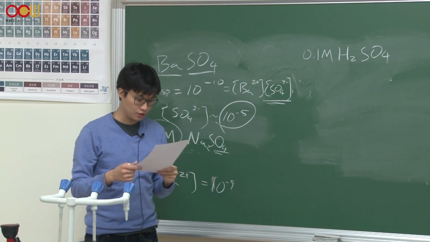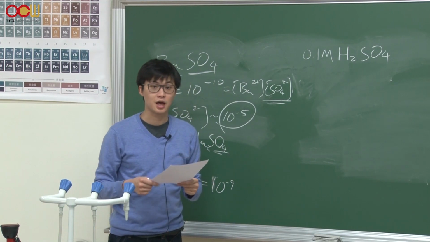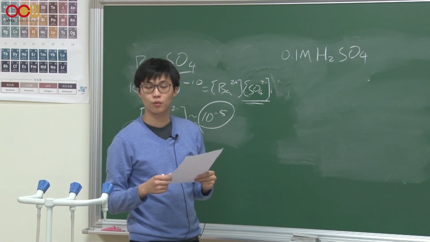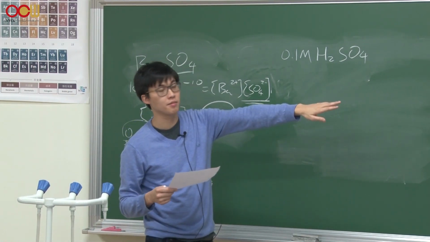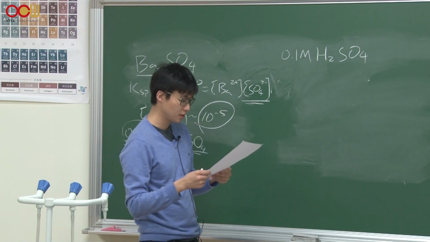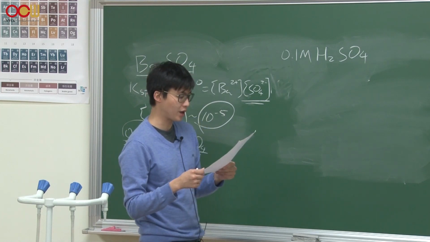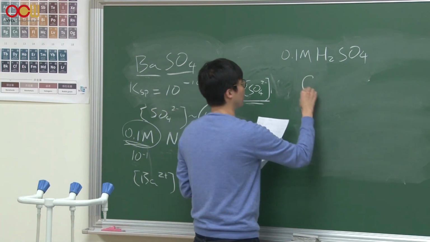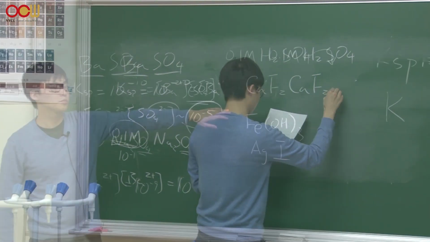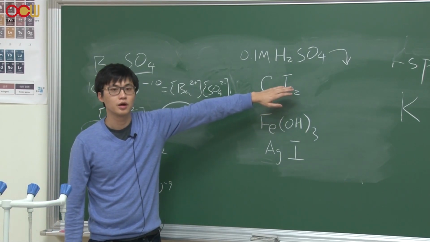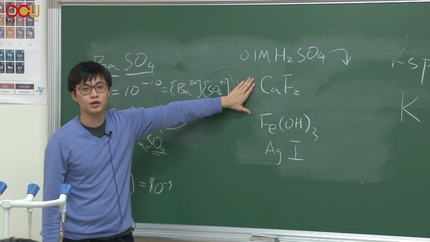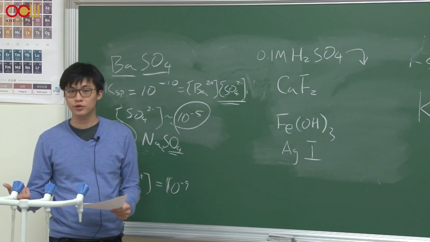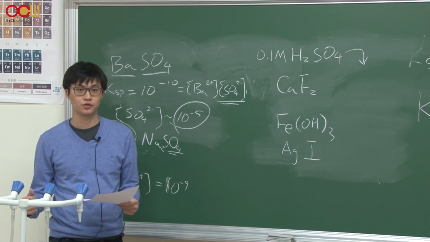Okay, so this leads to the next concept. It's called the pH effect. Okay, so when we're talking about pH, we're talking about the amount of hydronium ion present in the system. Okay, so if we're adding acid to the following compound, what will happen? Please discuss with your partner how the solubility of these compounds will change when you add acid. It's either increase or decrease, or doesn't change, right?